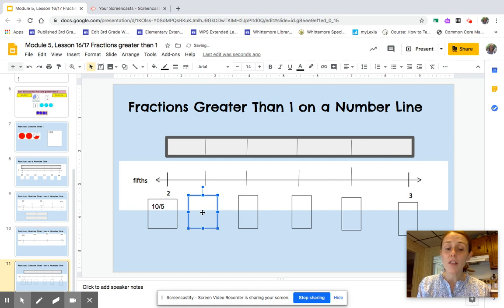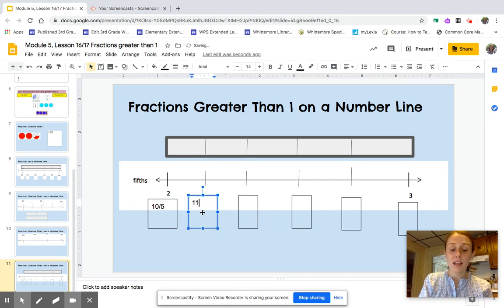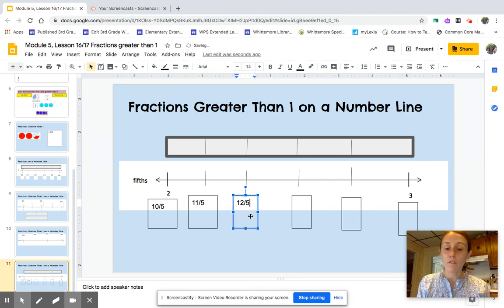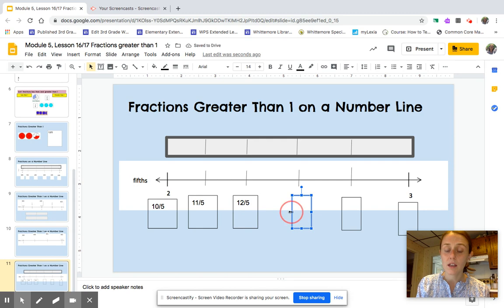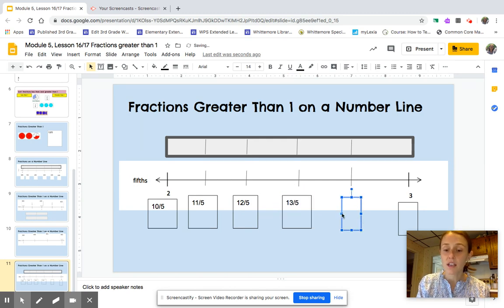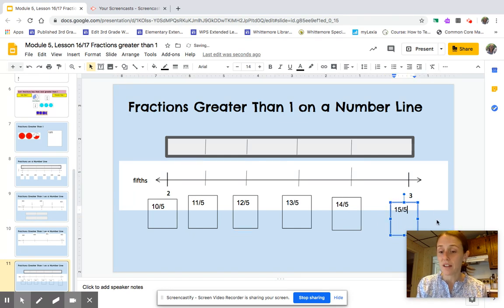If I add another piece, we'll have 11/5. My next piece would be 12/5. Then I would have 13/5. Then I would have 14/5. And finally, at 3 wholes, I'm going to have 15/5.